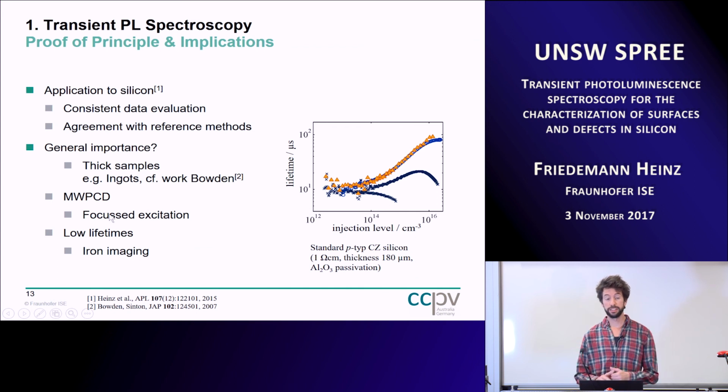Micro FPCD is very important, for example, because here we have focused excitation, we have a lot of diffusion, a change in the luminescence emission, and then low lifetimes, where the depth diffusion is not sufficient to generate a homogeneous depth profile in the sample. And it's also important that luminescence is mainly emitted from the front side, but not from the whole bulk.